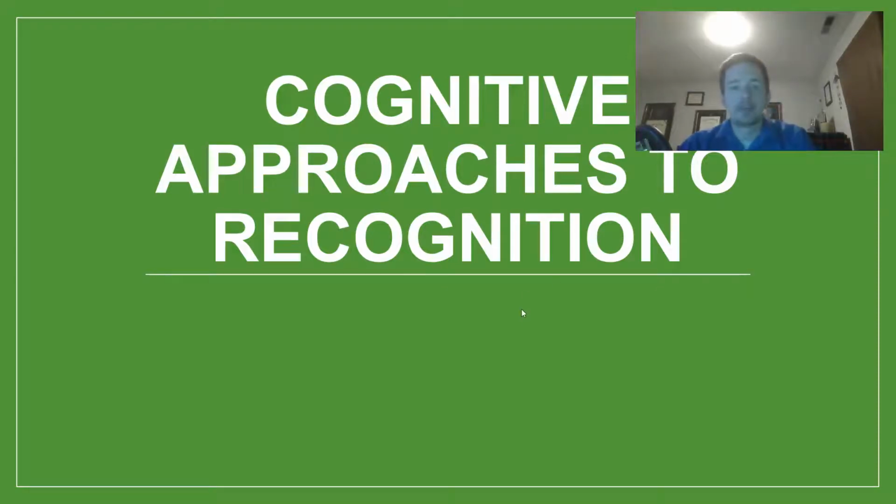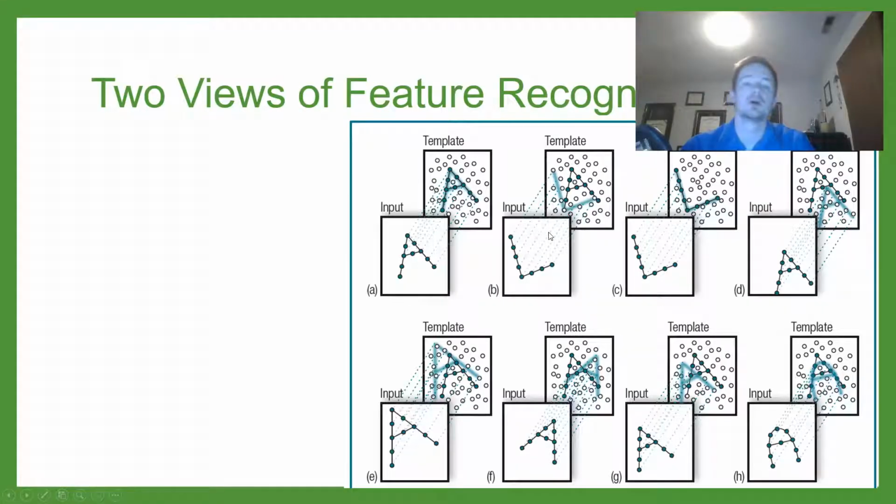Alright, welcome back. So we are moving into the third video for this chapter. We're going to be talking a little bit about the cognitive approaches to recognition. In other words, how we start forming what these objects are. A very quick run through of basic feature recognition. There are two kind of ways that people think about it.